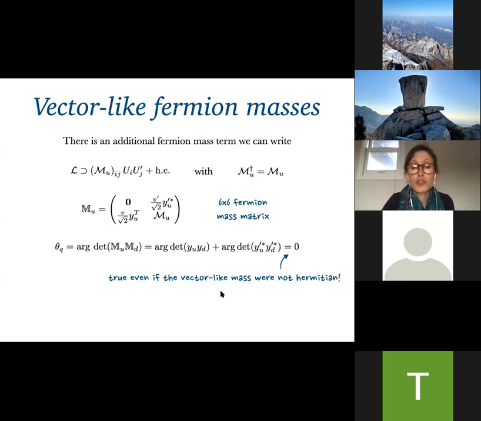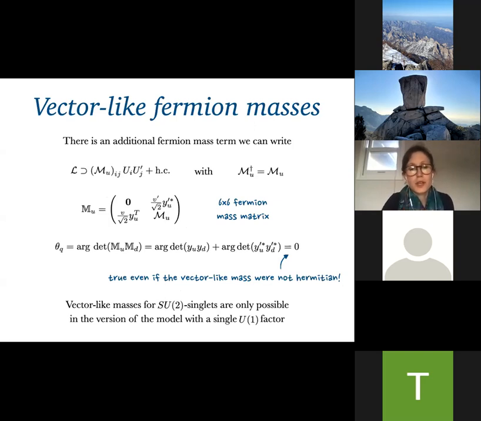Notice this would also be true even if this vector-like mass matrix was not Hermitian. So even if parity was broken softly by non-Hermitian vector-like masses, we would still have theta bar vanishing at tree level in these models. And I'm going to talk a bit more about this later.